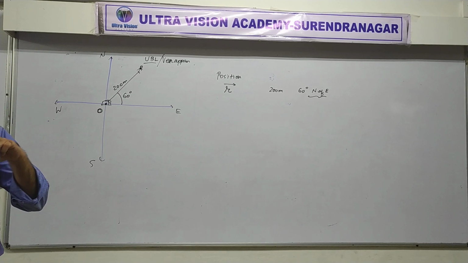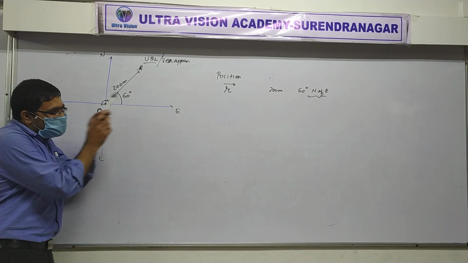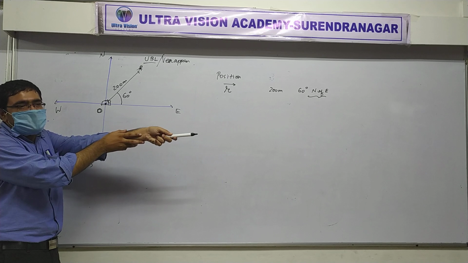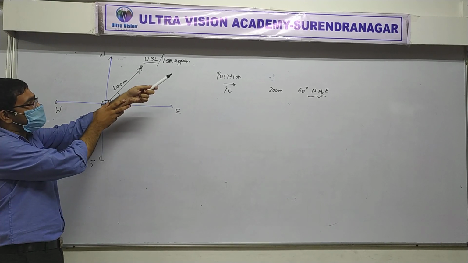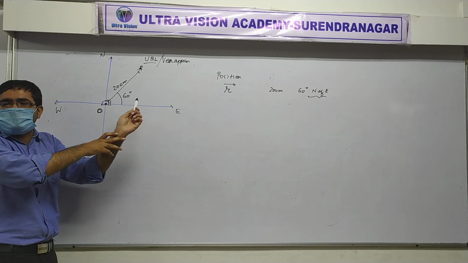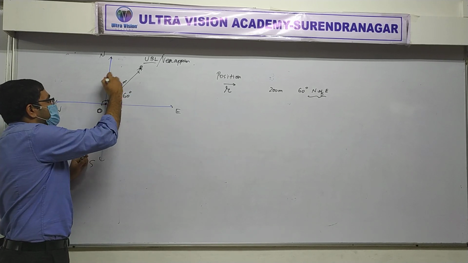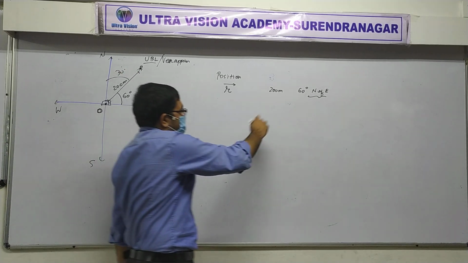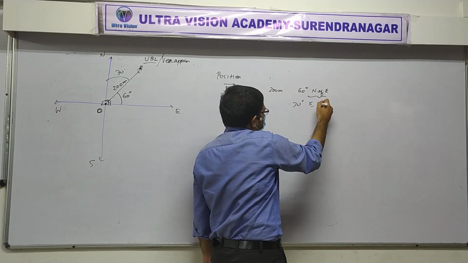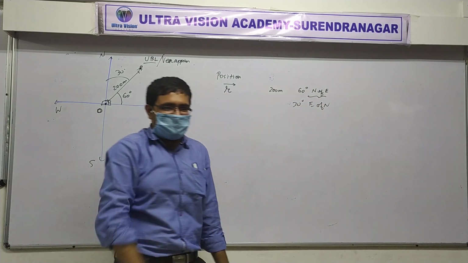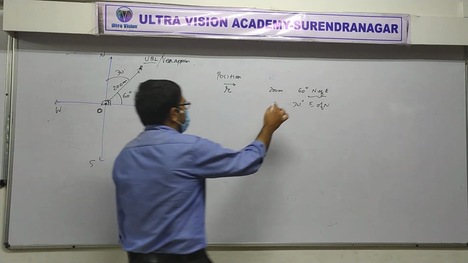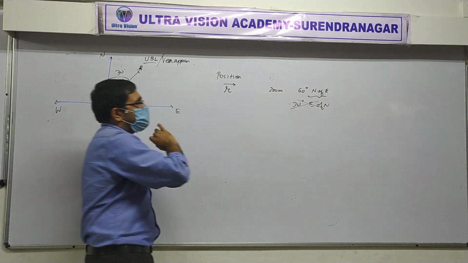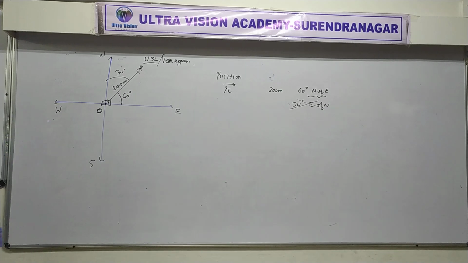60 degree north of east. First of all you look towards east and then you turn 60 degree towards north. The same thing of course can be written like this also: 30 degree east of north. Same meaning. It's fine if you use any one of them, you don't need to use both. This is how we specify direction.